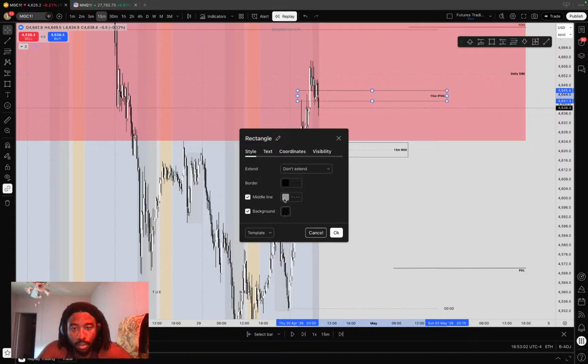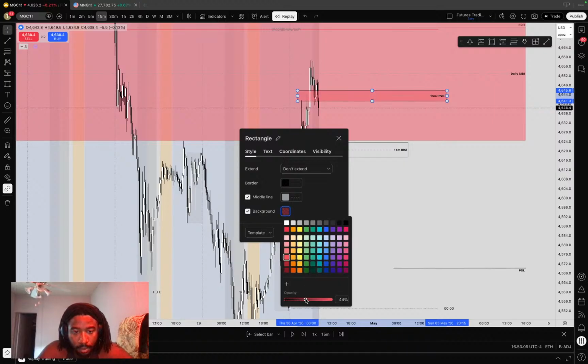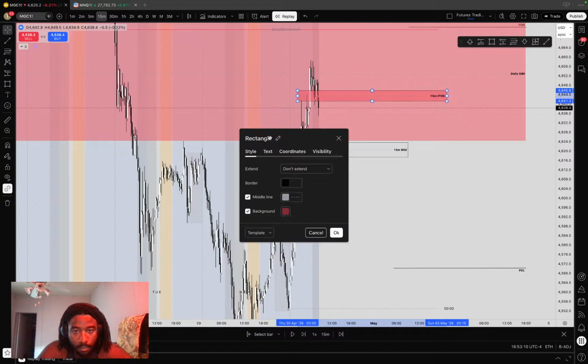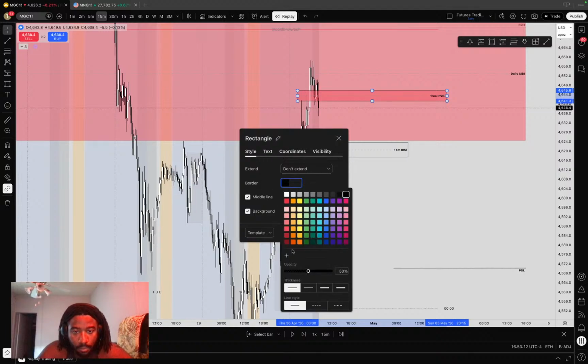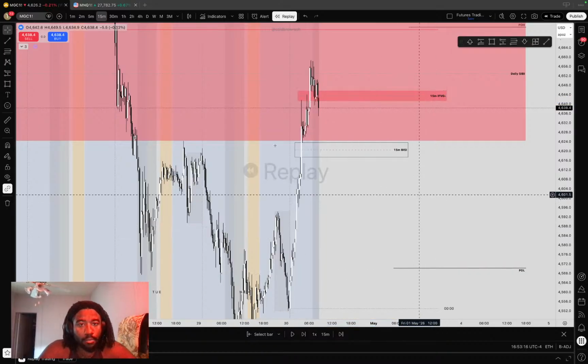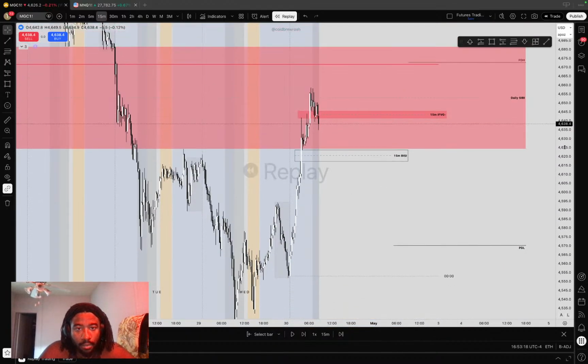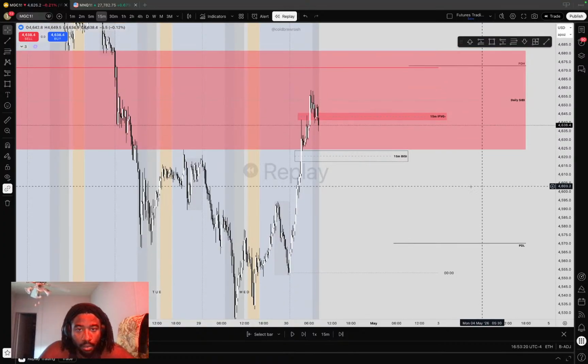Usually the way I label it rather is, now I turn it red. I don't usually have borders for my inversion fair value gaps. But yeah, so now that's there.